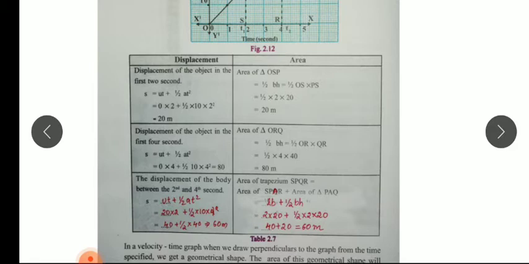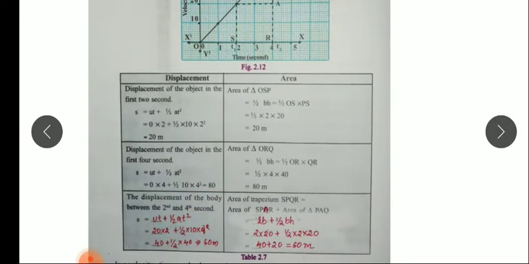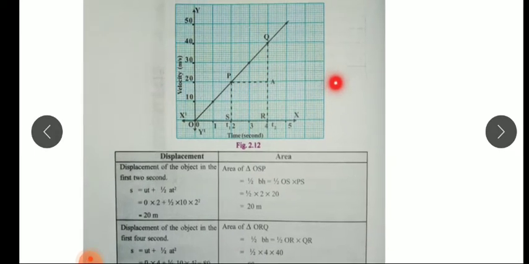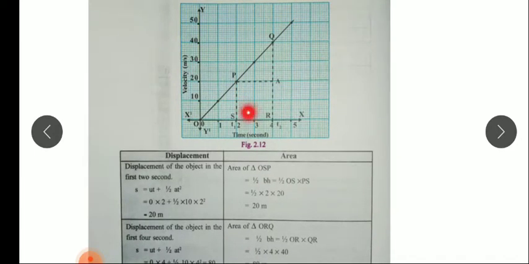The displacement of the body between 2 and 4 seconds. So we have to find the displacement between 2 and 4 seconds. So draw a perpendicular line that meets at P, and from 4 seconds again draw a perpendicular line which meets at Q, and we have to find the displacement of the object between 2 and 4 seconds. That means the area under the trapezium SPQR.